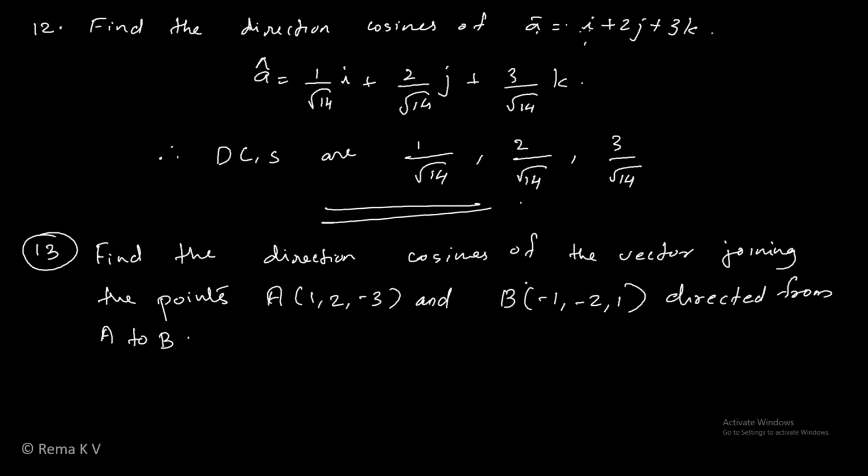So first you have to find vector AB. Two points are given here, and it is given that it is directed from A to B. That means the initial point is A and the terminal point is B. So it is x2 minus x1, which is minus 2i, y2 minus y1, which is minus 4j, and 1 minus minus 3, which is plus 4k. This is vector AB.